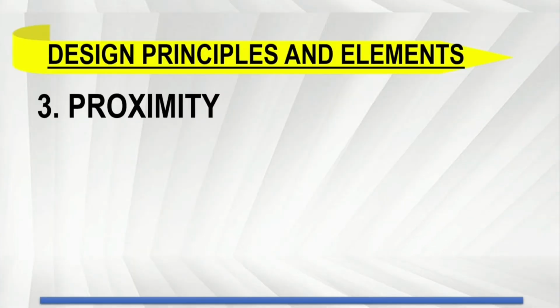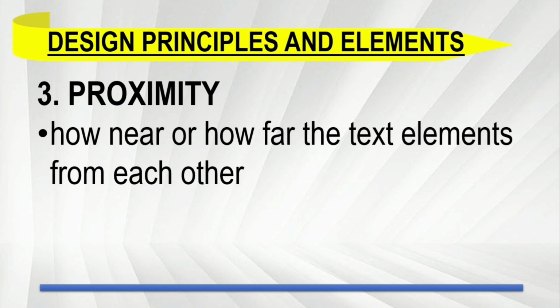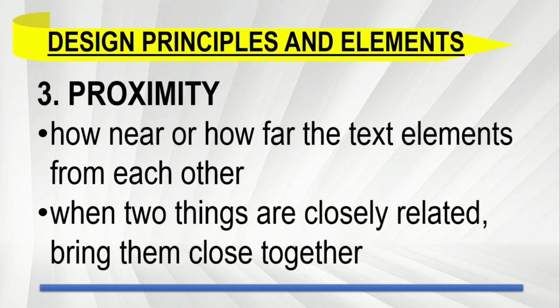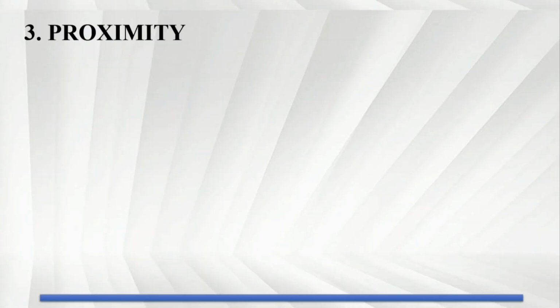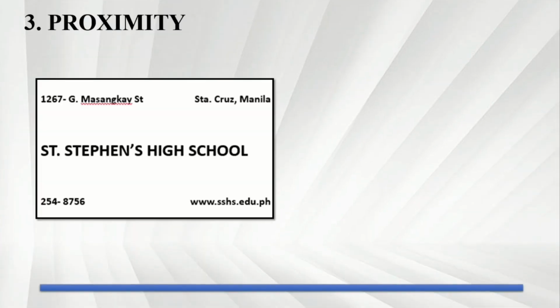The next design principle is called proximity. It shows how near or how far the text elements are from each other. When two things are closely related, bring them close together. Pagka nakikita mo magkahawig or dapat magkasama, huwag mong pinaghihiwalay. Huwag kang maging hadlang. Diba?